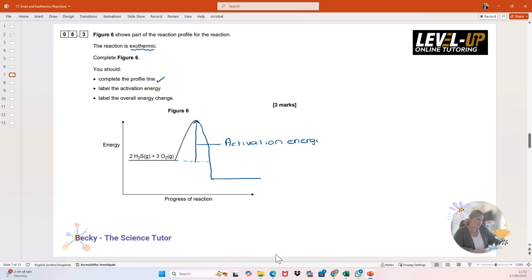Okay, and if we're thinking about the line, it's gone up, we've put our energy in, that energy has come back out, so therefore if we track across from our products and we come down from our reactants down to the products, this is our overall energy change. Okay.